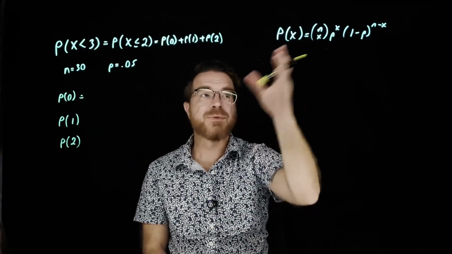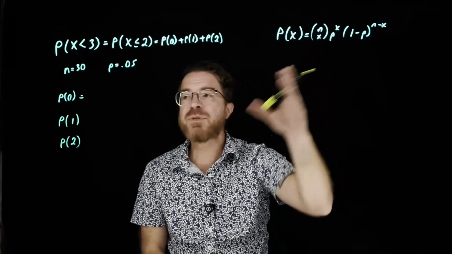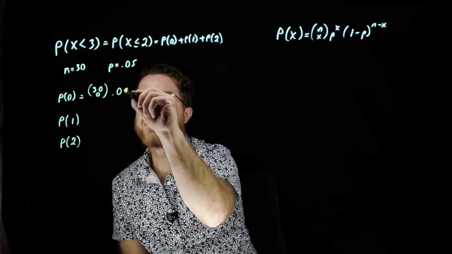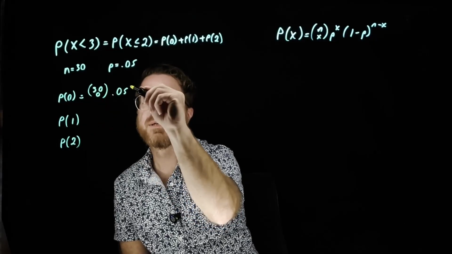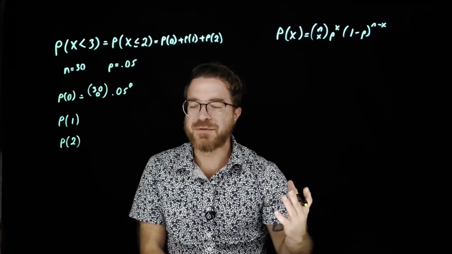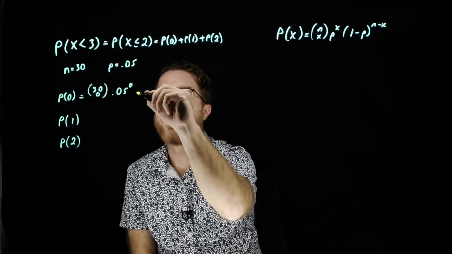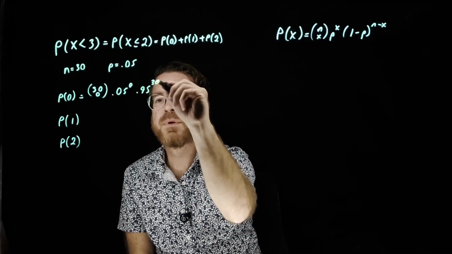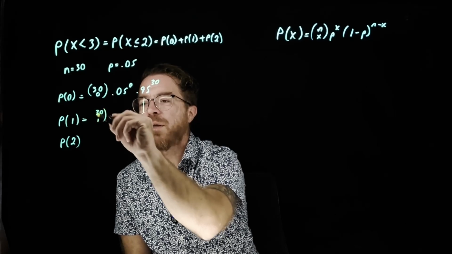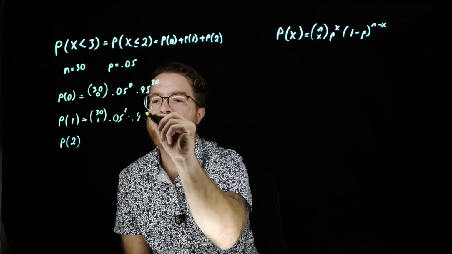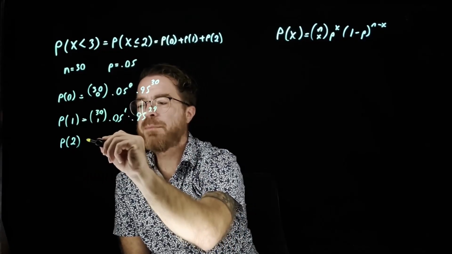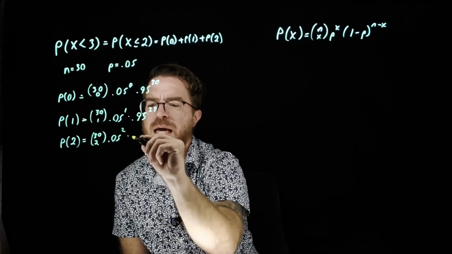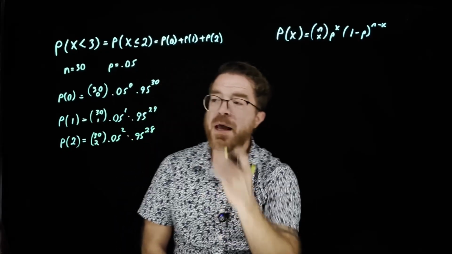So plugging our values into our binomial probability distribution, we have n choose X, so 30 choose 0, times the probability of success, 0.05 to the X power, which in this case would be 0, and then the probability of not finding a defective unit, the probability of failure, 1 minus p, or 0.95 to the n minus x, which in this case would be 30. The probability of 1 is going to be 30 choose 1, times 0.05 to the first power, times 0.95 to the 29th power. And the probability of finding 2 defective batteries would be 30 choose 2, times 0.05 squared, times 0.95 to the 28th power. And now we just need to solve each of these.